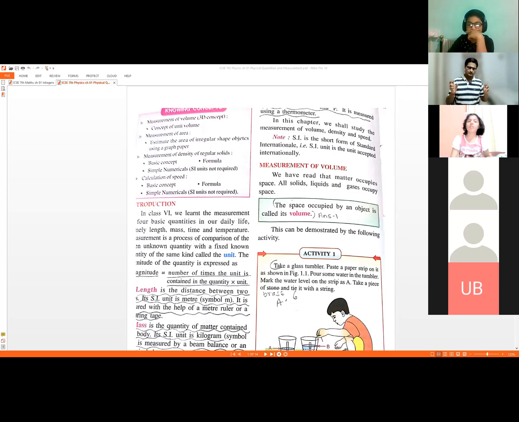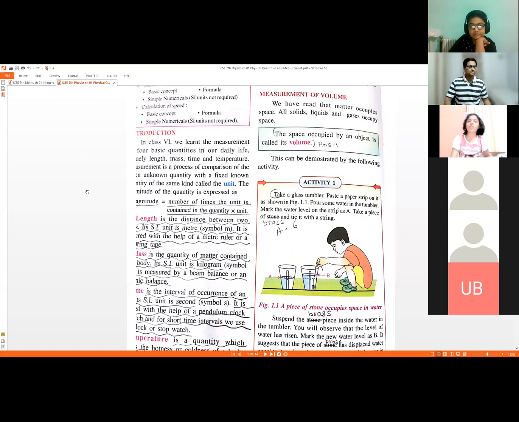You have learned very simple things about units of length in the 6th standard: centimeter, millimeter, meter, kilometer, something like that. In this chapter, we are going to see different physical quantities, and then how they are measured. Mostly we are going to concentrate on area, surface area, density, and volume, that kind of thing.